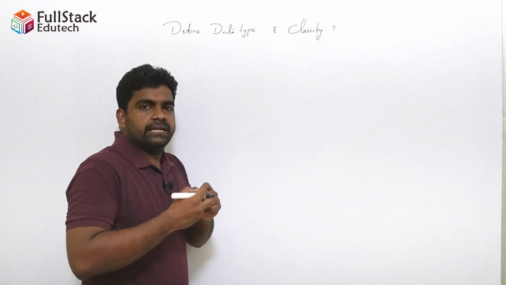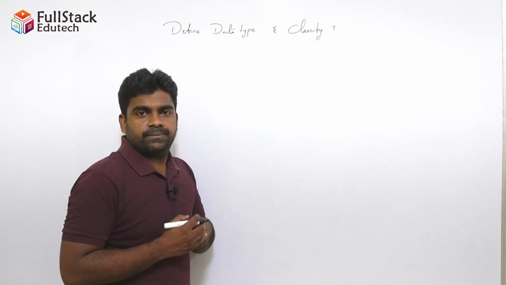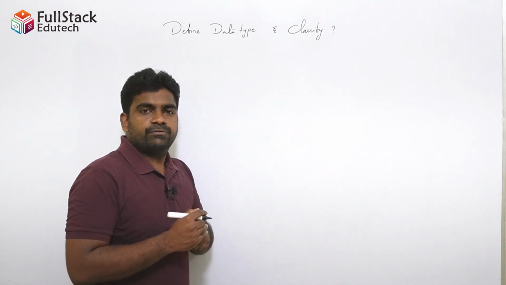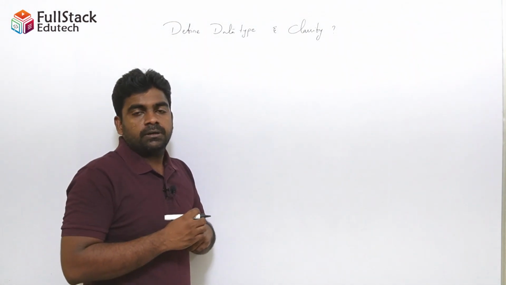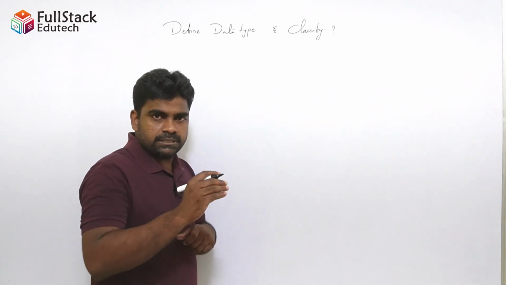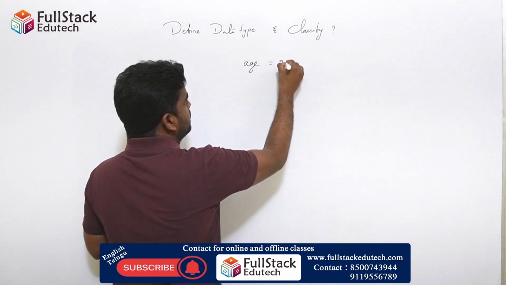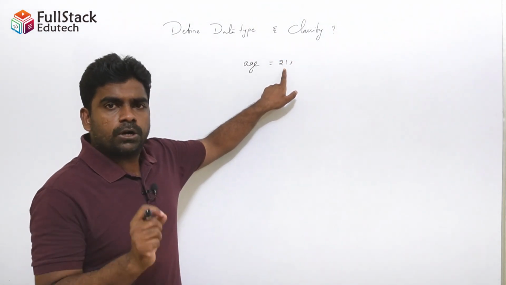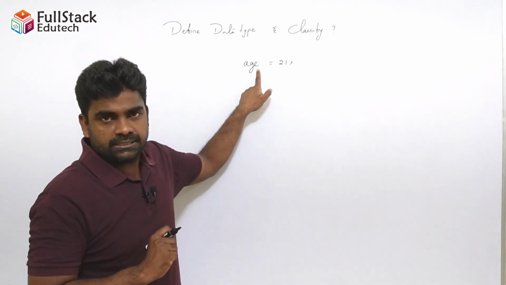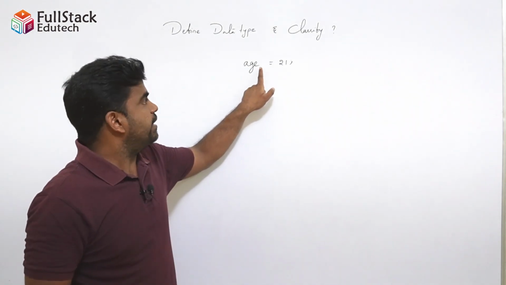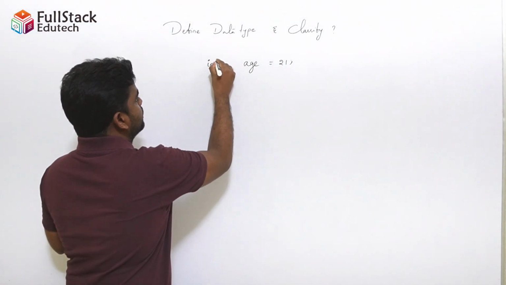Whenever you are storing information, we already discussed that every program has information. Whenever you are storing information, you have to specify what type of information you are going to store. Suppose I want to store the age of a person. Suppose 21 is the value. I want to store 21, so I decided to give the name age. Now you need to specify what type of data. Suppose it is integer type.